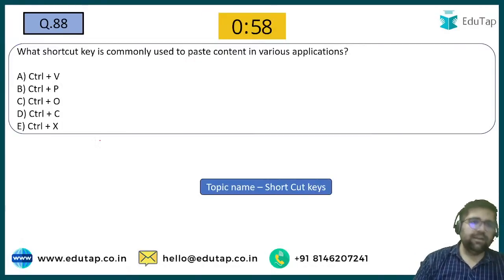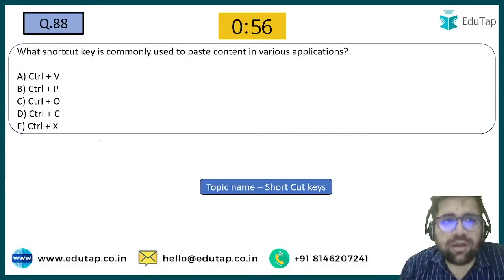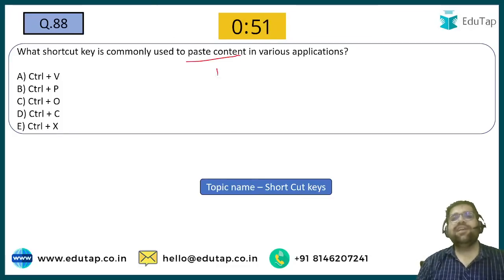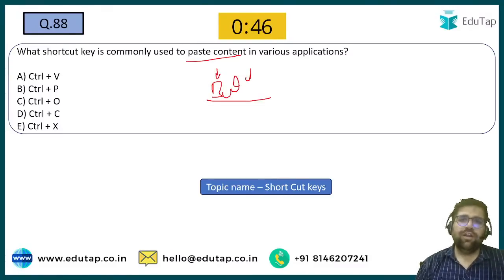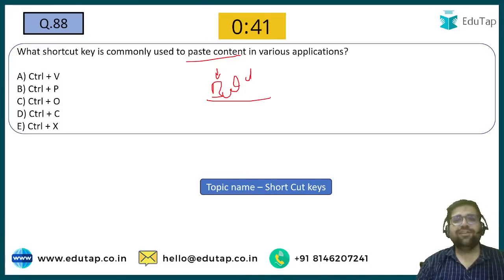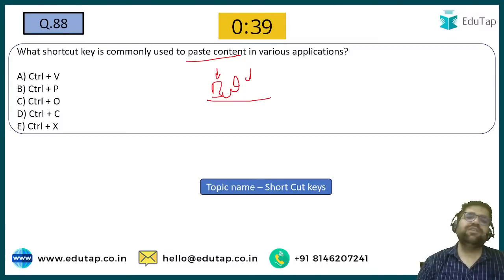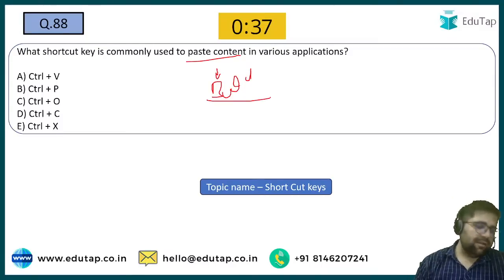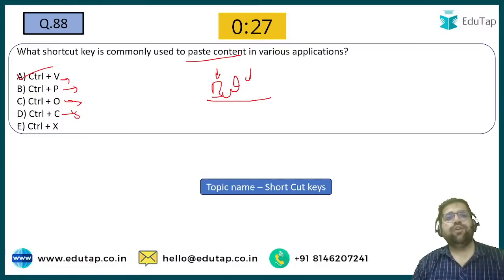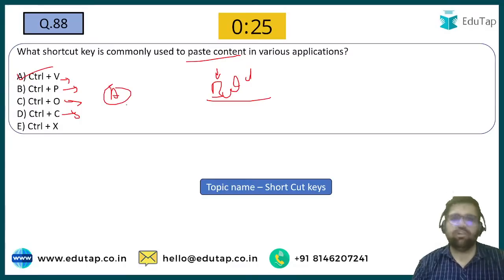Question number 88. What shortcut key is commonly used to paste the content? Now you will say, sir, will it be this easy? Last year, open the question paper and see. They asked the shortcut for how to do bold. This we learned in our school days: Control plus B. On that basis, I am asking how to paste. The answer is Control plus V. Control plus C is for copy. Control plus P is for print. Control plus A is for selecting all the text.